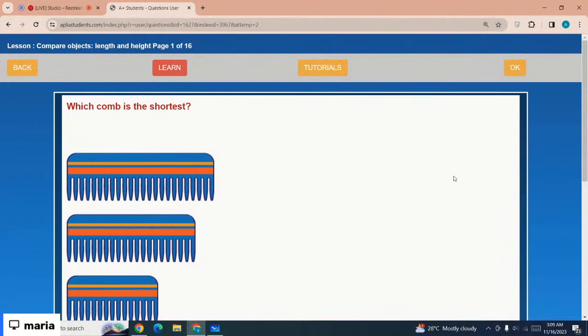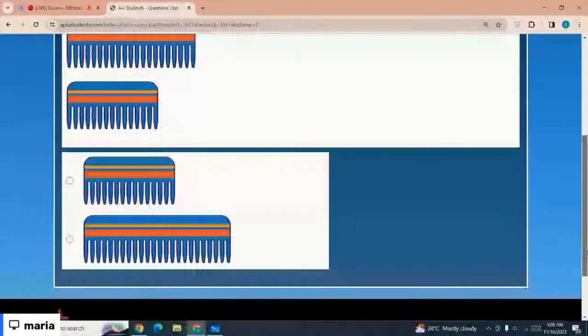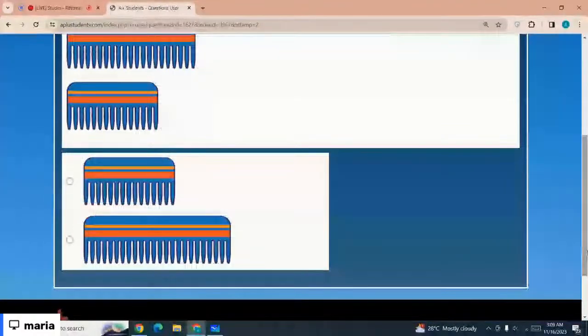Which comb is the shortest? You are given two options. You can see the options, which is the shortest. Option one or two, you can either write. So option number one is the shortest one. Yes, that is the first one.